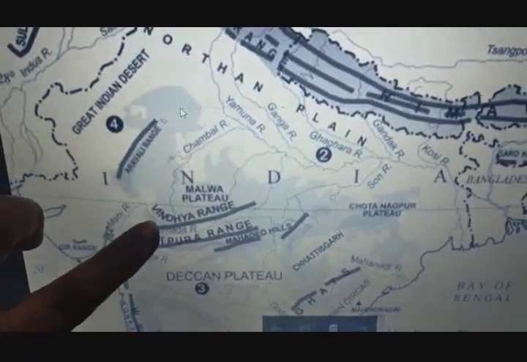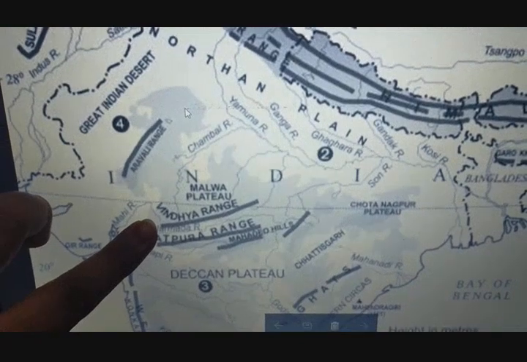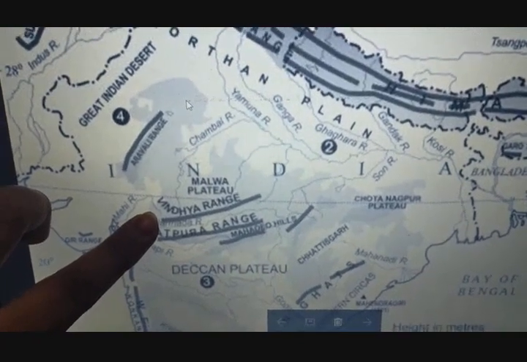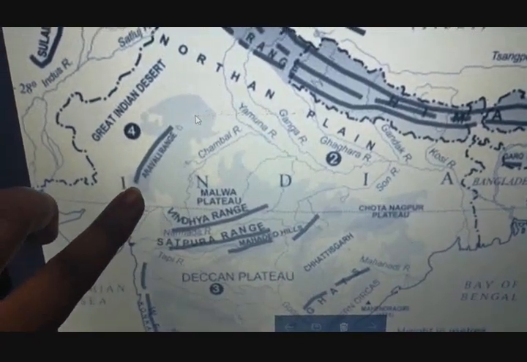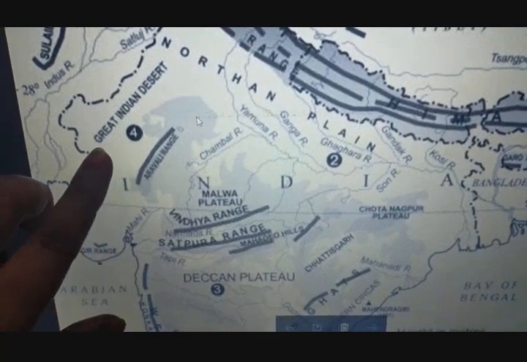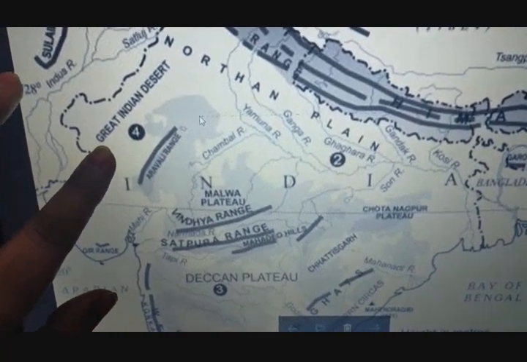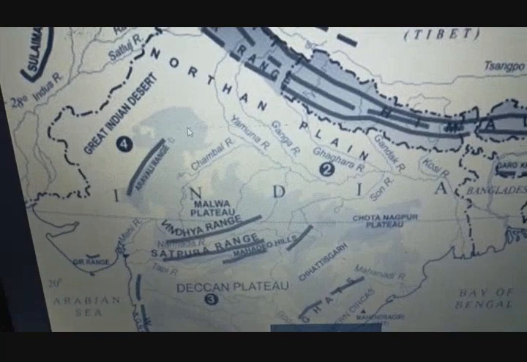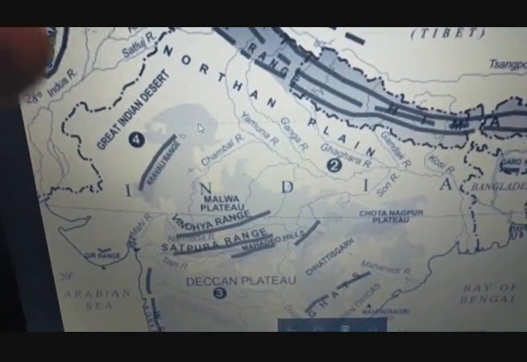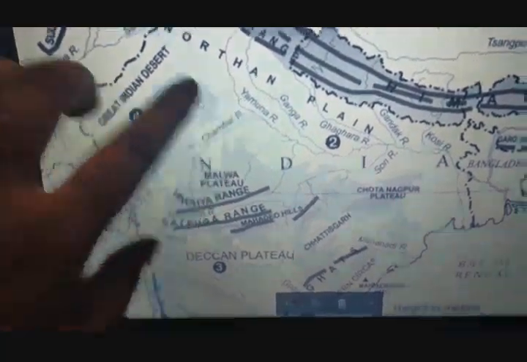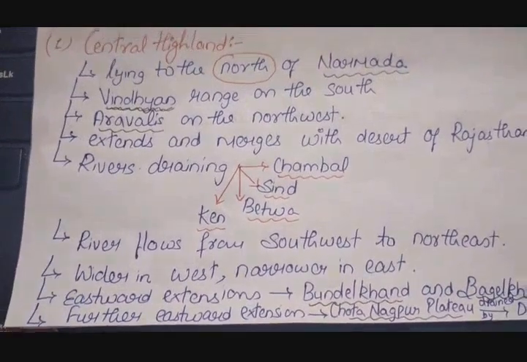If you can see, the Vindhya range is on the south part of Central Highland. Aravallis are in the northwest, and after Aravali, the plateau then extends to the Great Indian Deserts of Rajasthan. There are a number of rivers which drains in Central Highland, for example, Chambal, Sindh, Betwa and Ken.